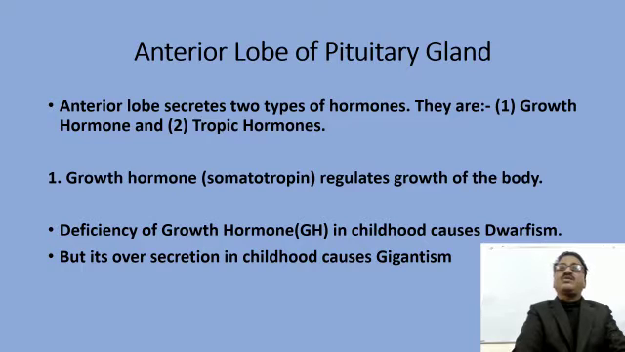The anterior lobe secretes two hormones. They are growth hormone and tropic hormones. First we will discuss growth hormone. Growth hormone is also called somatotropin, and it regulates the growth of the body. Deficiency of growth hormone in childhood causes dwarfism, but its oversecretion in childhood causes gigantism.